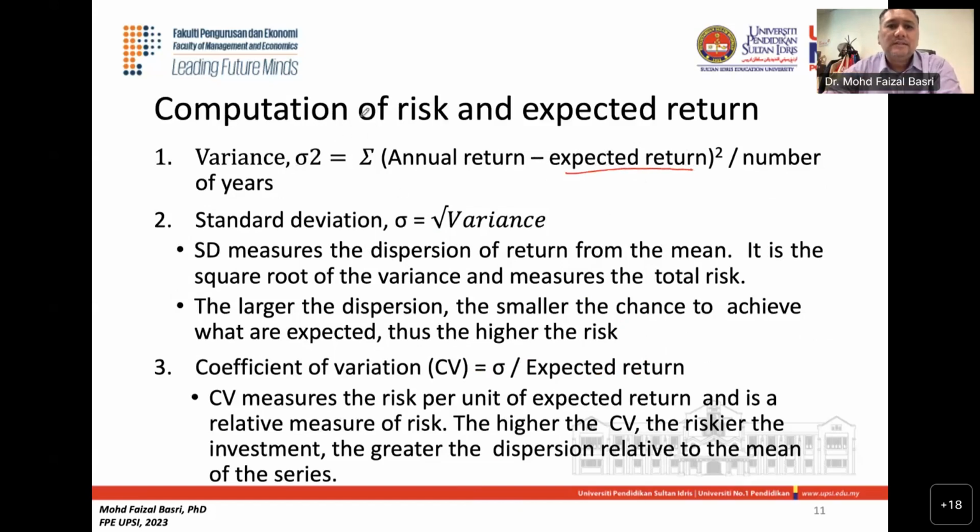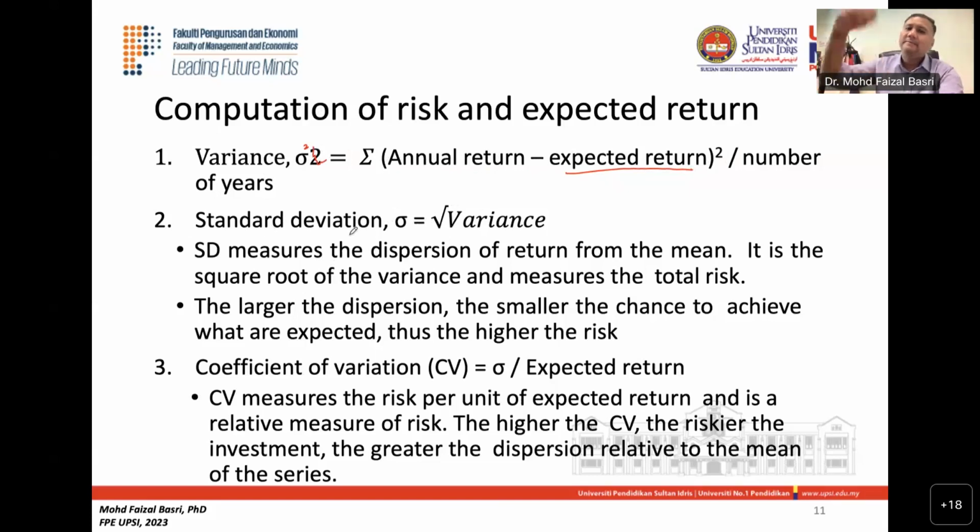So in terms of the computation of risk, we have three separate calculations here. Number one is the variance. Okay, the variance, or this is supposed to be sigma squared. Variance, whereby the formula is the sum of the annual returns minus the expected or the average return, squared, divided by the number of years. And in order to get the standard deviation, we square root our variance.